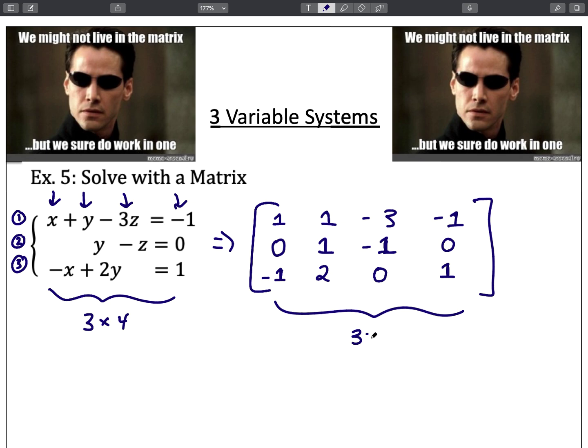I'll give you a second, maybe pause the video. Could you go back into the calculator, make a matrix with these coefficients, and then solve it using the RREF program? So go ahead and pause the video so everybody can do that.